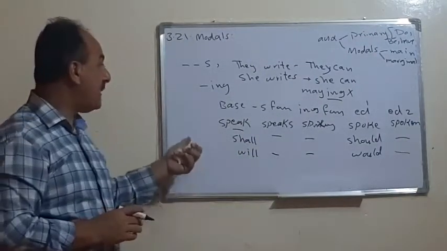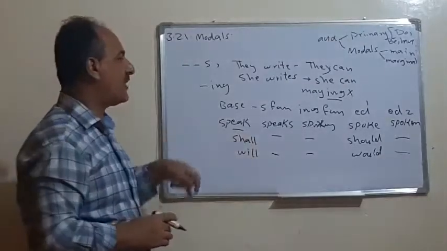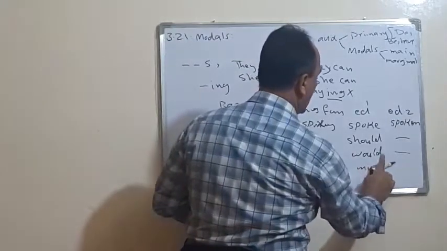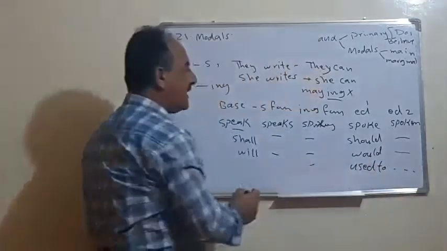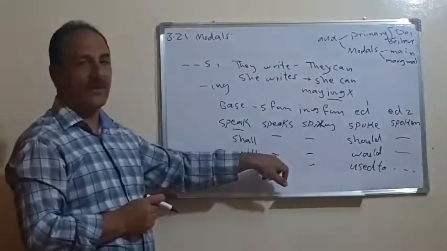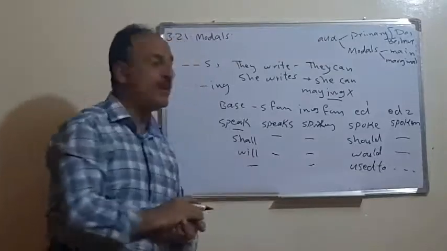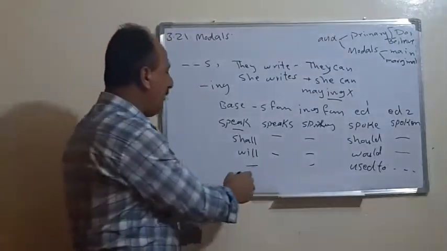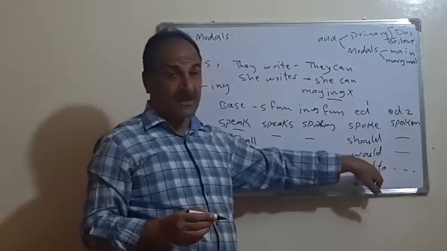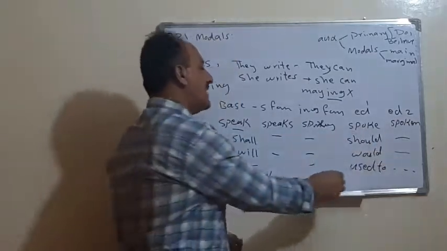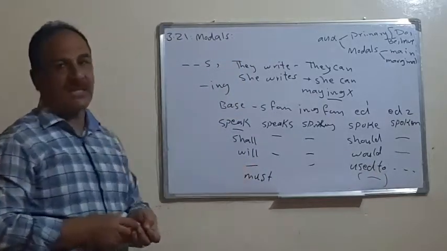Also with other verbs, sometimes some of these verbs have the past, but they don't have the present. For example, used to, this is used to in the past, but we don't have the ing, we don't have the s, and we don't have the present for used to. While, for example, must, we don't have must with s, we don't have musting, we don't have must in the past. So in this case, this is a special case, we are going to talk about later.